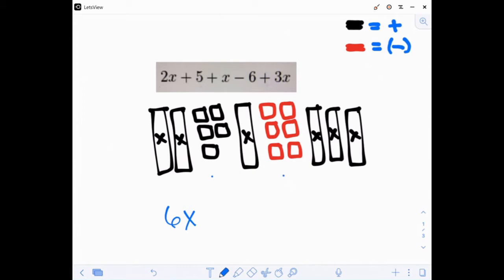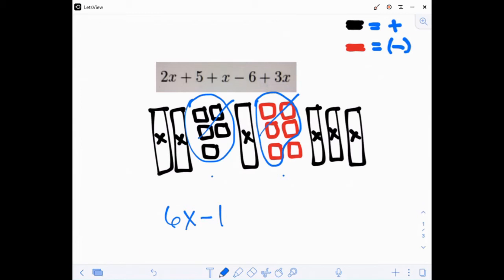So I can create some zero pairs here. Actually, 5 zero pairs. These 5 positives with these 5 negatives create zero pairs. They equal 0. And I'm left with one negative tile. So when I combine like terms, my simplified expression would be 6x minus 1. And that would be my answer.